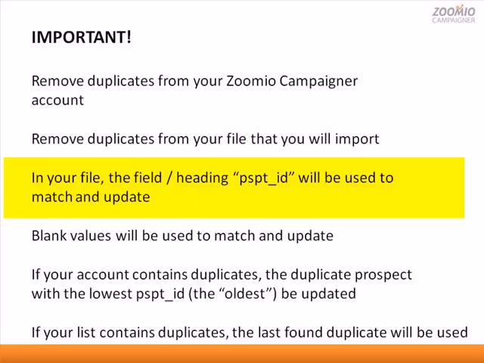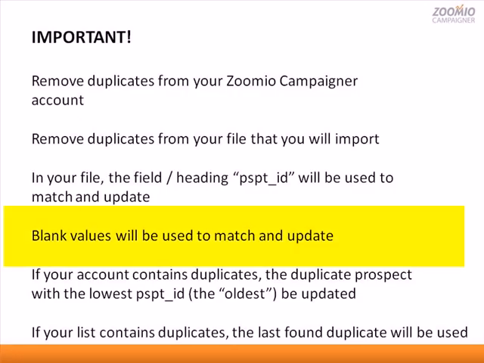Note that if the file you're importing contains the heading PSPT_ID, then this field will be used to do the match and update, and it will take precedence over any selection that you might have made in the list import dialog where you can choose to match on update. So remember, PSPT_ID always takes precedence and overrides any matching selection that you might make during your import. So be careful about using the PSPT_ID feature during import.